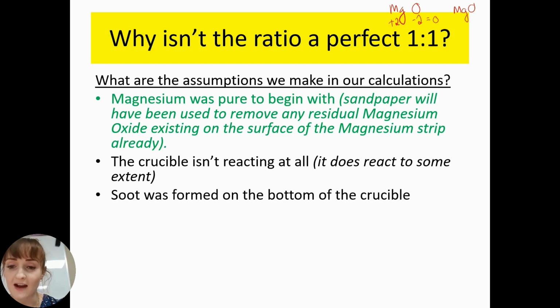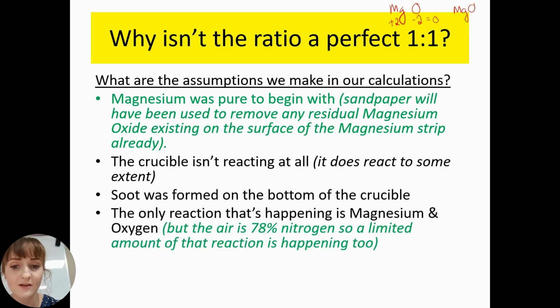We also ignore the fact that soot was probably formed on the bottom of the crucible. Remember that soot is the product of incomplete combustion. And if your Bunsen burner has a sort of yellowy orange flame, that means that incomplete combustion is happening. If it's complete combustion, your flame would be completely blue. So if there's a small amount of black powder formed on the bottom of the crucible, that's soot, pure carbon. That will also impact the mass measurements that we're taking.